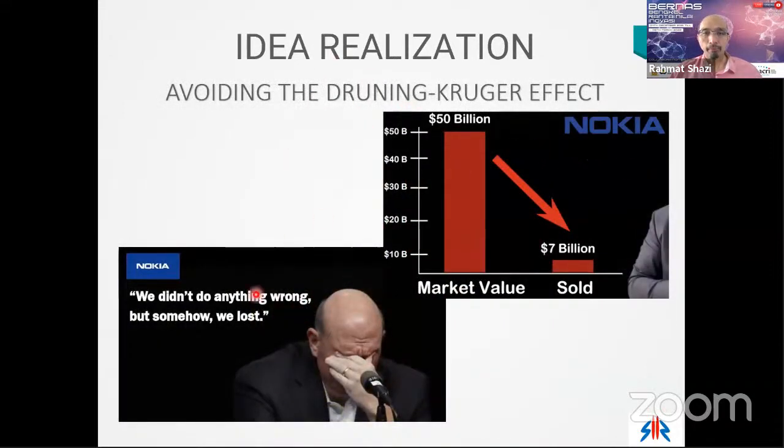Here's another example: Nokia. This particular quote has been associated with the CEO who said, we didn't do anything wrong. Well, sometimes there is such a thing as the Dunning-Kruger effect, where people think they are right without realizing that they are wrong. Sometimes it's because people are stupid, that's what the Dunning-Kruger mentions. But it's not necessarily stupid. It's because you don't actually look at the challenges coming your way. It happened to Nokia.